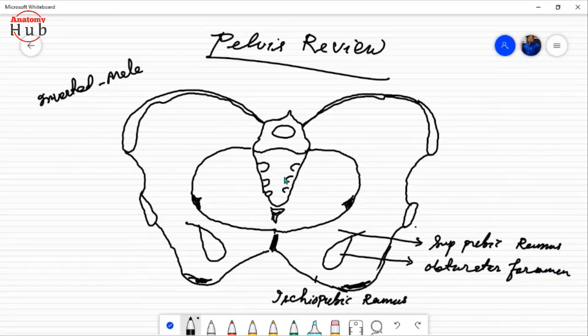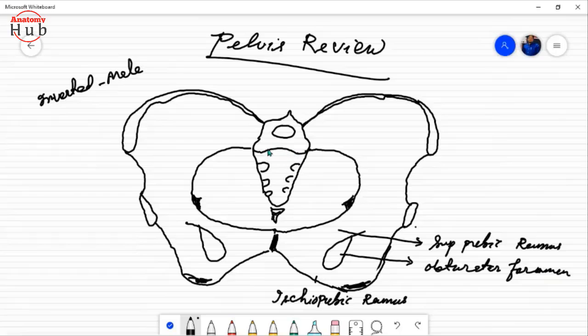And also during parturition, what will happen during the passage of the baby's head towards downward? If this ischial spine is inverted, then that may injure or cause some damage to the fetus. Along with that, there will be difficulty to pass the fetus downward. That's why in female you'll find this ischial spine is everted in nature.